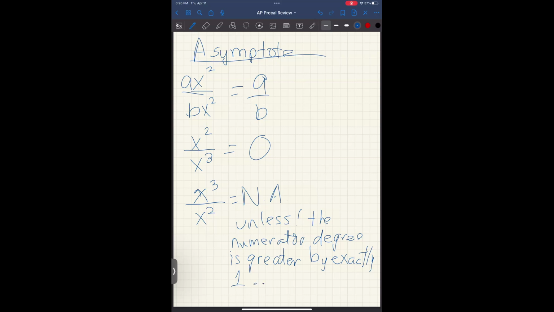So therefore, these little triangle things that I did, Nico, I don't know if you even remember that. Vale, I don't know if you remember that. But in math terms, those little triangle of dots says therefore. So unless the numerator degree is exactly greater by 1, therefore you have a slant asymptote.